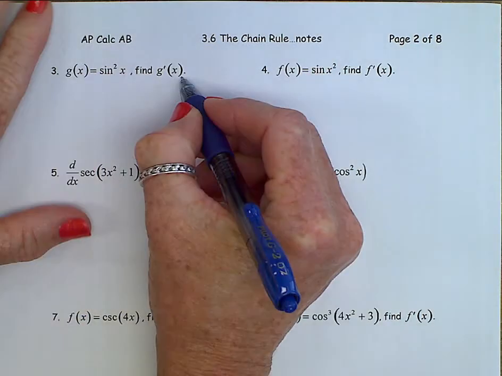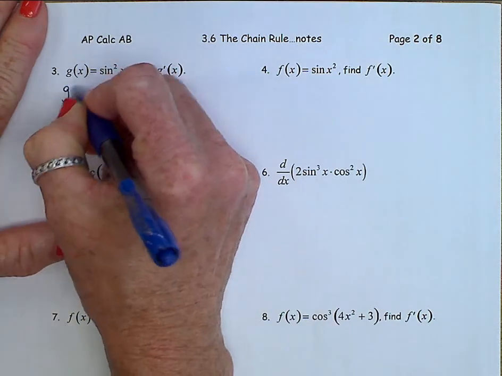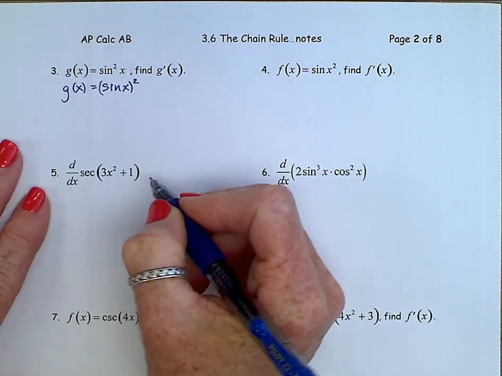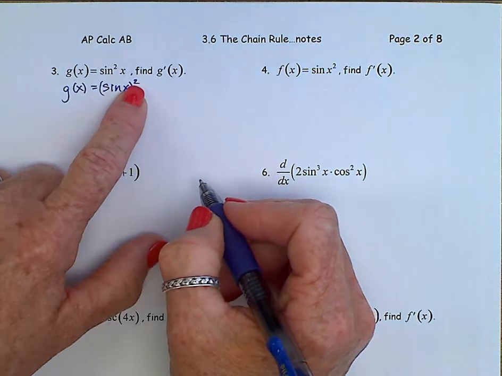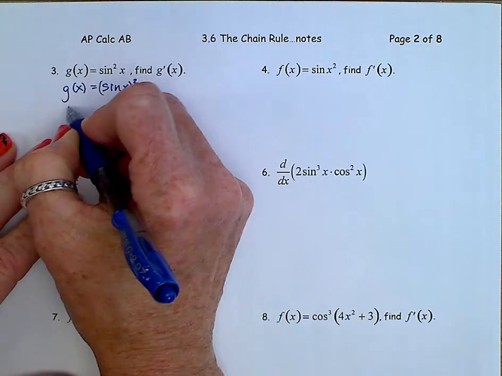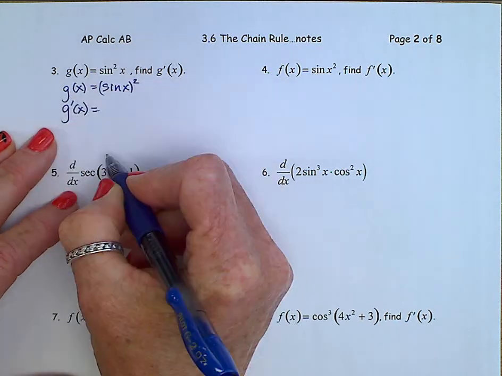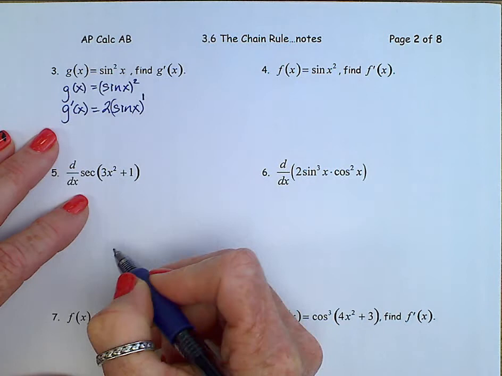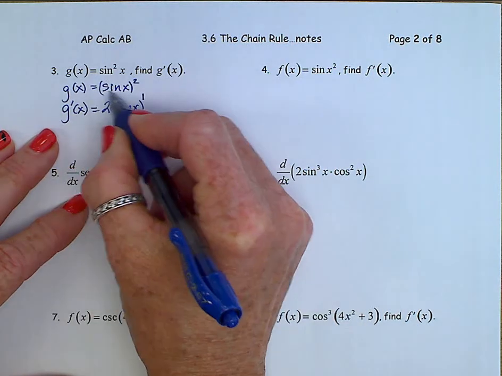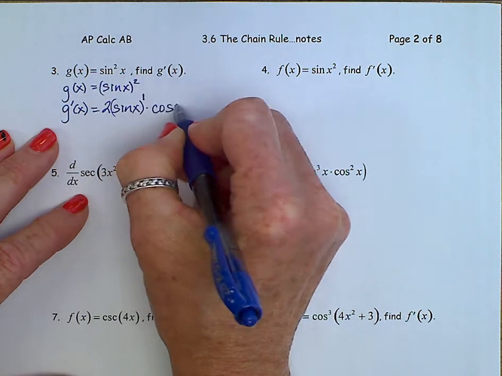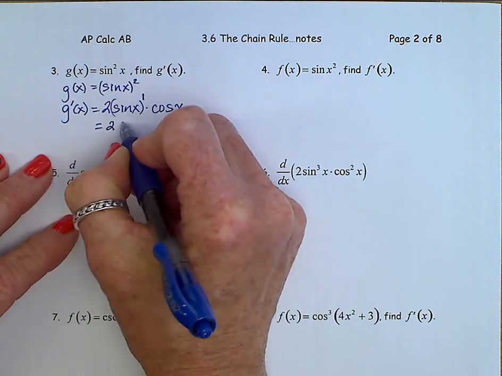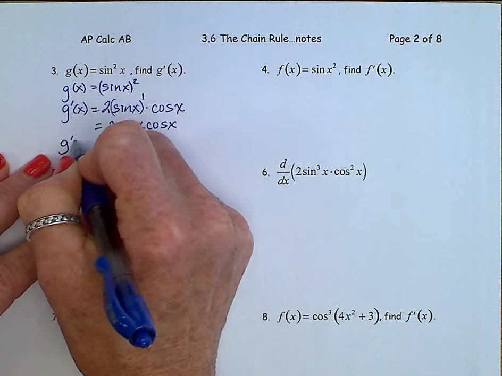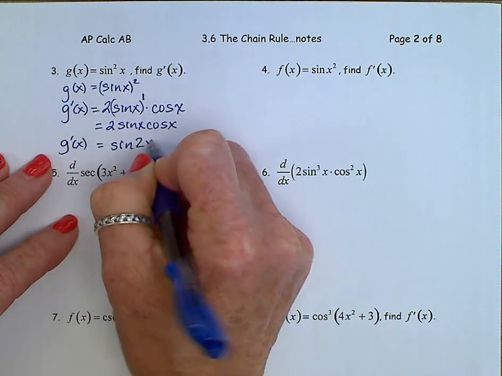Find g prime. The first thing that I would suggest you do is rewrite this sine squared as sine x quantity squared. Now you can absolutely see the outside exponent is 2. And when we do this derivative, g prime, we can pull that 2 down in front, leave the inside alone to the first power, now times the derivative of the inside, and the derivative of that sine is cosine. And we have 2 sine x cosine x, which you should recognize as sine 2x.